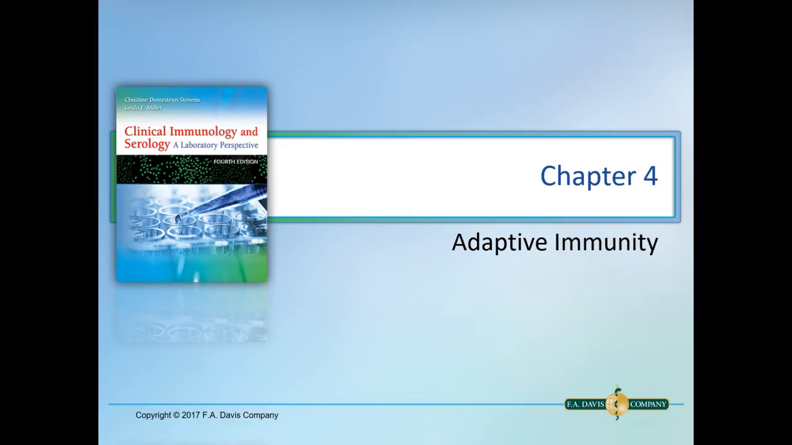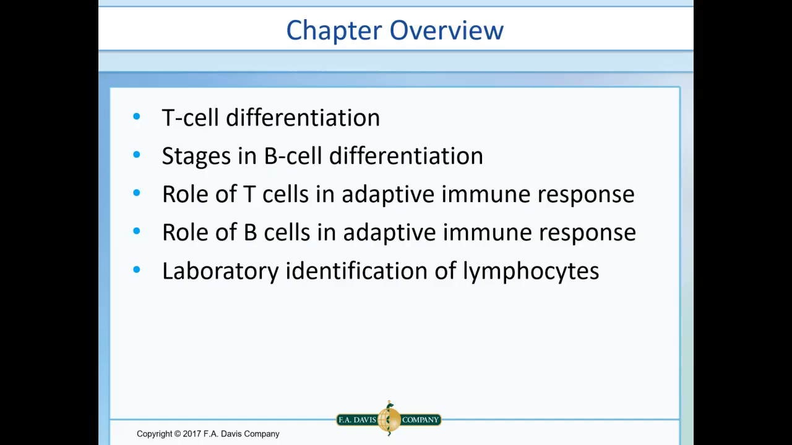Okay, now we're going to talk about the adaptive immunity in Chapter 4. Hopefully you've had some time to look at the innate immunity before we dive into this one. That one's a little bit more simplistic and easier to understand. With the adaptive immunity, we bring in different types of cells with different types of cellular communication that happens within those. So here we go.